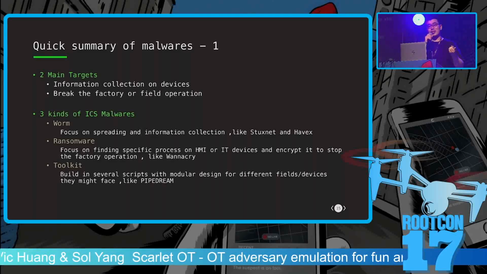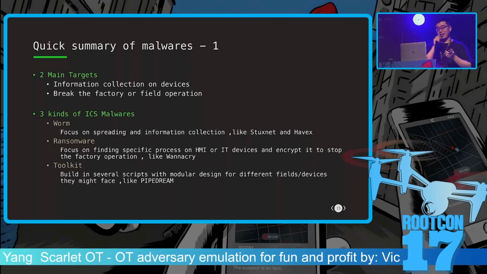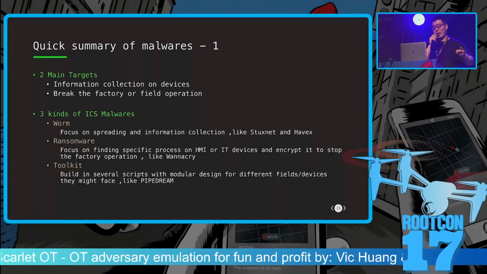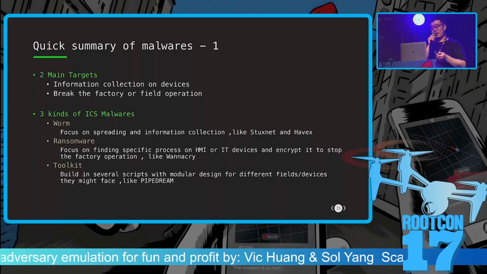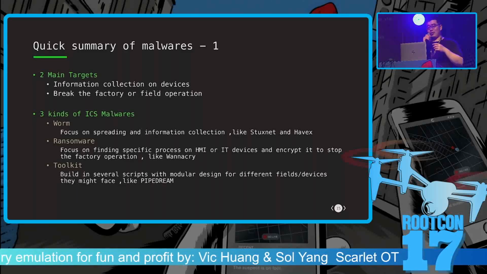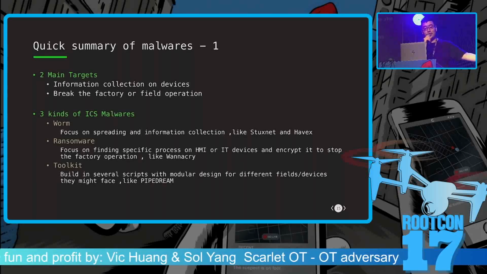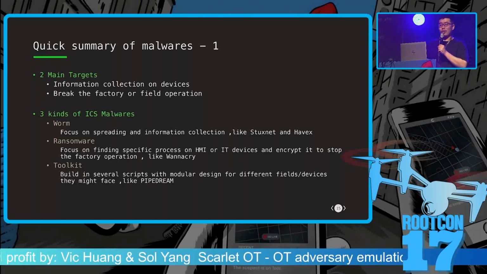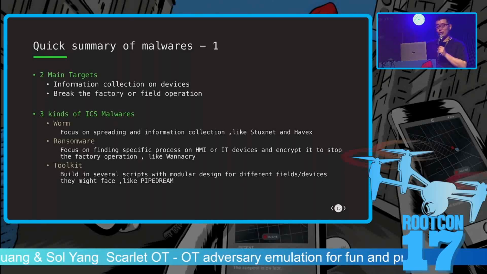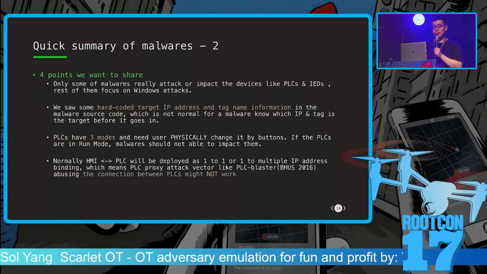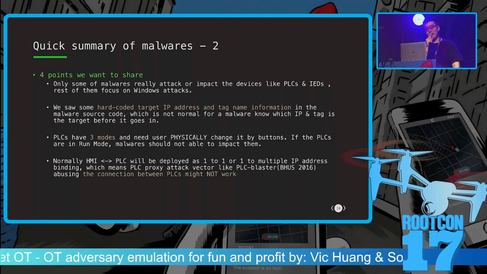And there are 3 kinds of malwares. The first is a worm-like malware, which focuses on spreading and sniffing. The second one is ransomware, which focuses on attacking IT devices or the Windows devices in OT. And the third one is the toolkits, which can attack different protocols or multiple protocols. And also, we want to share what we found in reviewing these malwares.